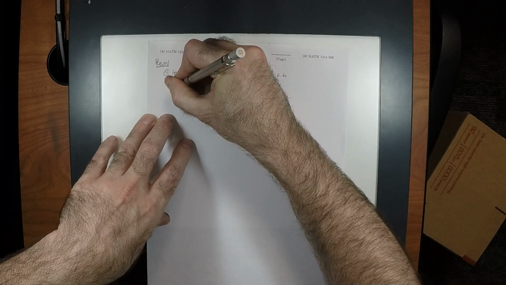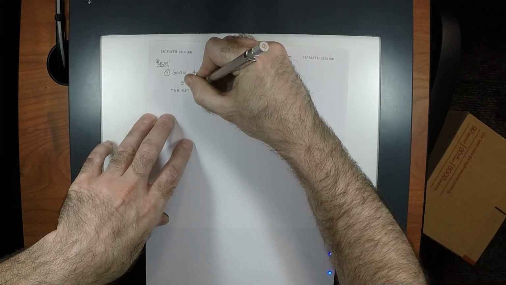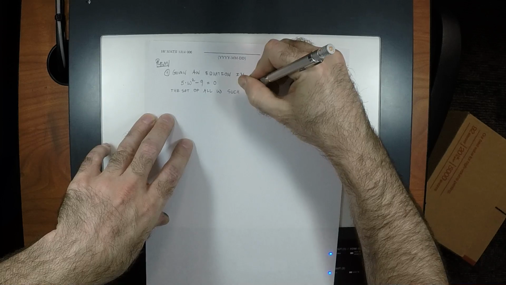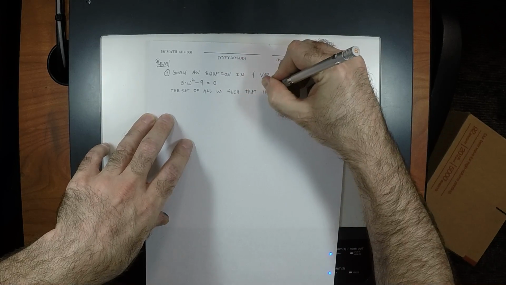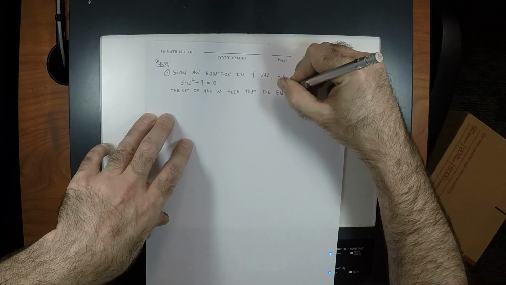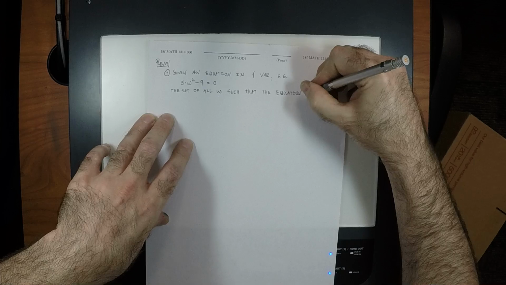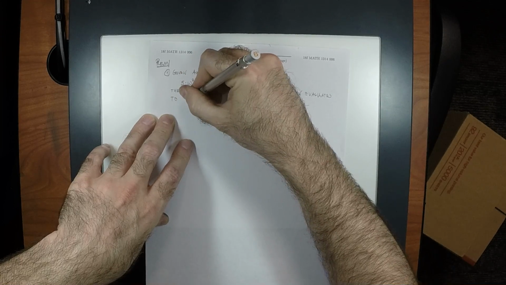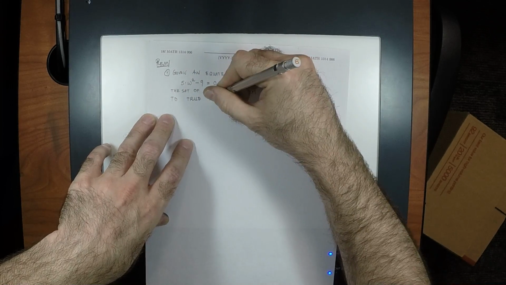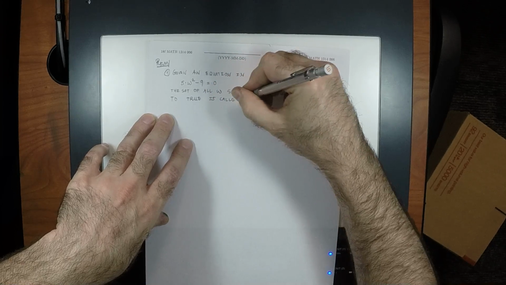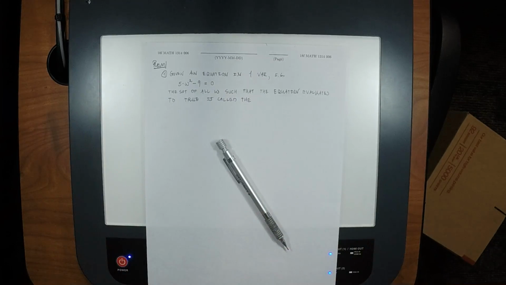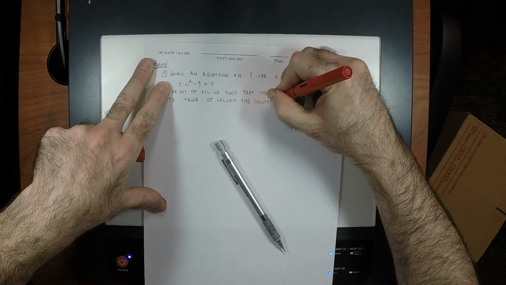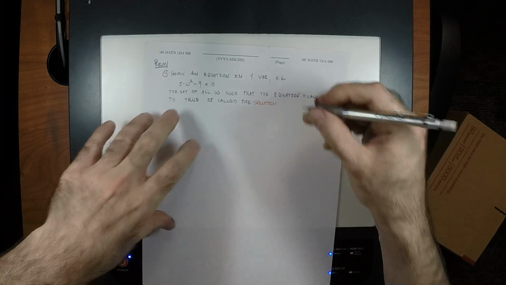So the set of all w such that the equation evaluates to true is called the solution to the equation in one variable.